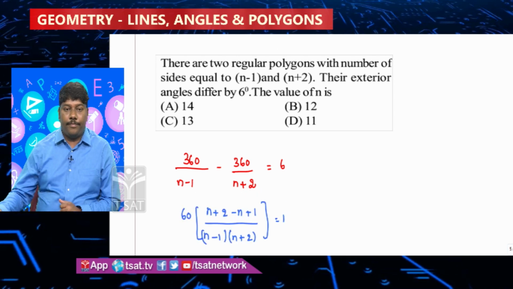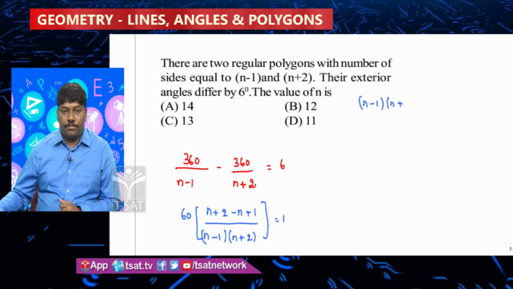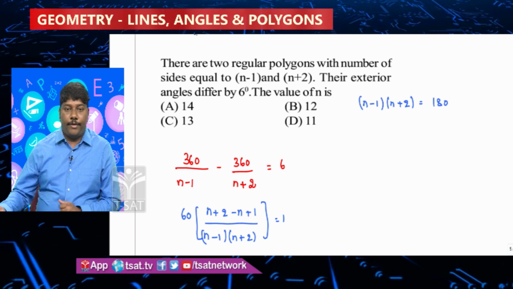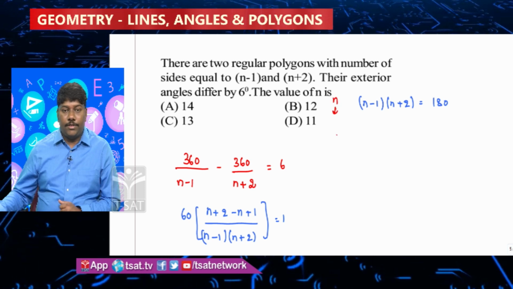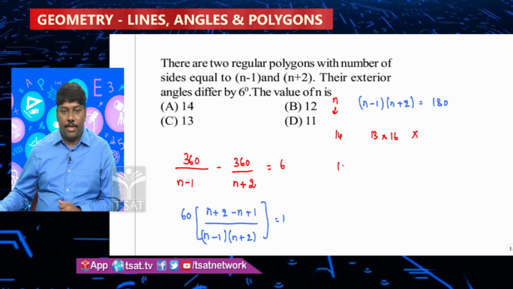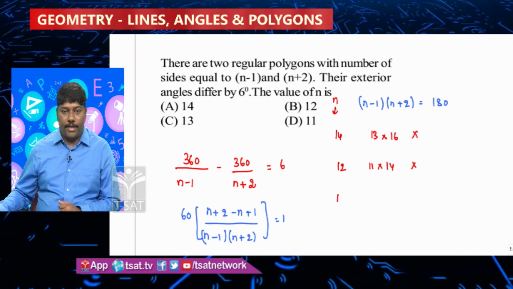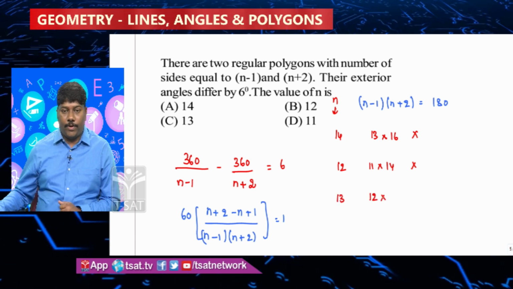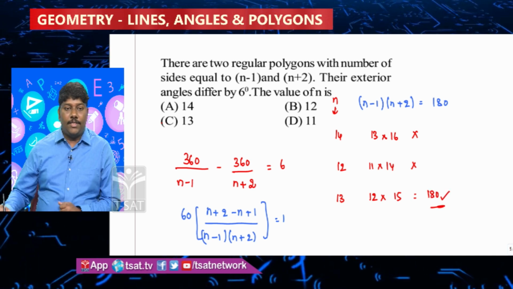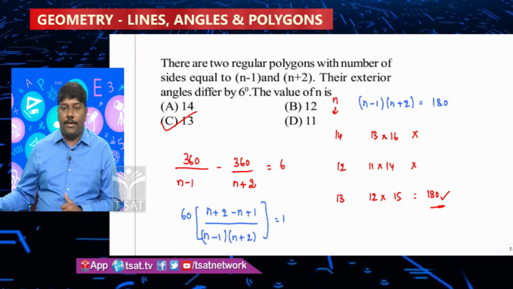So all you are left with will be, see here, n minus 1 into n plus 2 should be equal to 3 into 60, 180. Look at the value of n from the options. If n is equal to 14, we know 13 into 16 will not be 180. This is not the answer. Option B, 11 into 14 is not 180. 12 into 15 is 180. So the answer is n value is 13. So rather than solving the quadratic equation, just substitute from the options so that you will get it quickly.